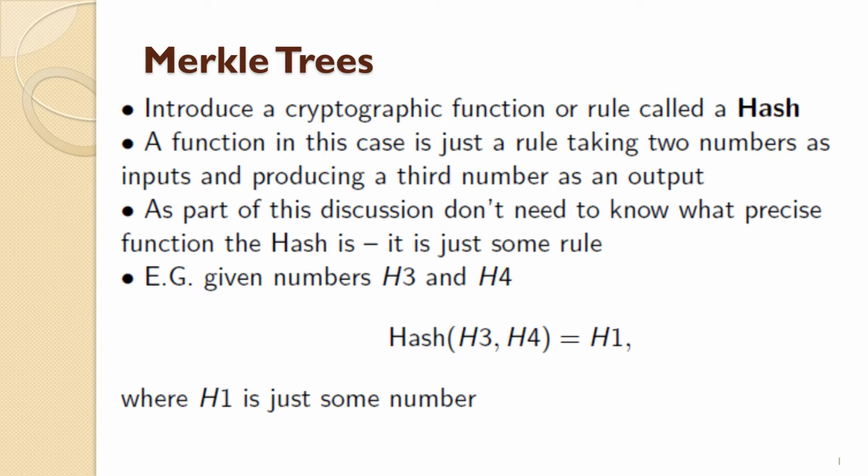So given two numbers, h3 and h4, the hash function of h3 and h4 is just another number, h1. The hash function is just a functional rule mapping these two inputs, h3 and h4, to another number, the output h1. So you've just got a standard algebraic procedure like you would see in everyday calculations. It just has to be more abstract because this is something that you're ultimately going to program into a computer.